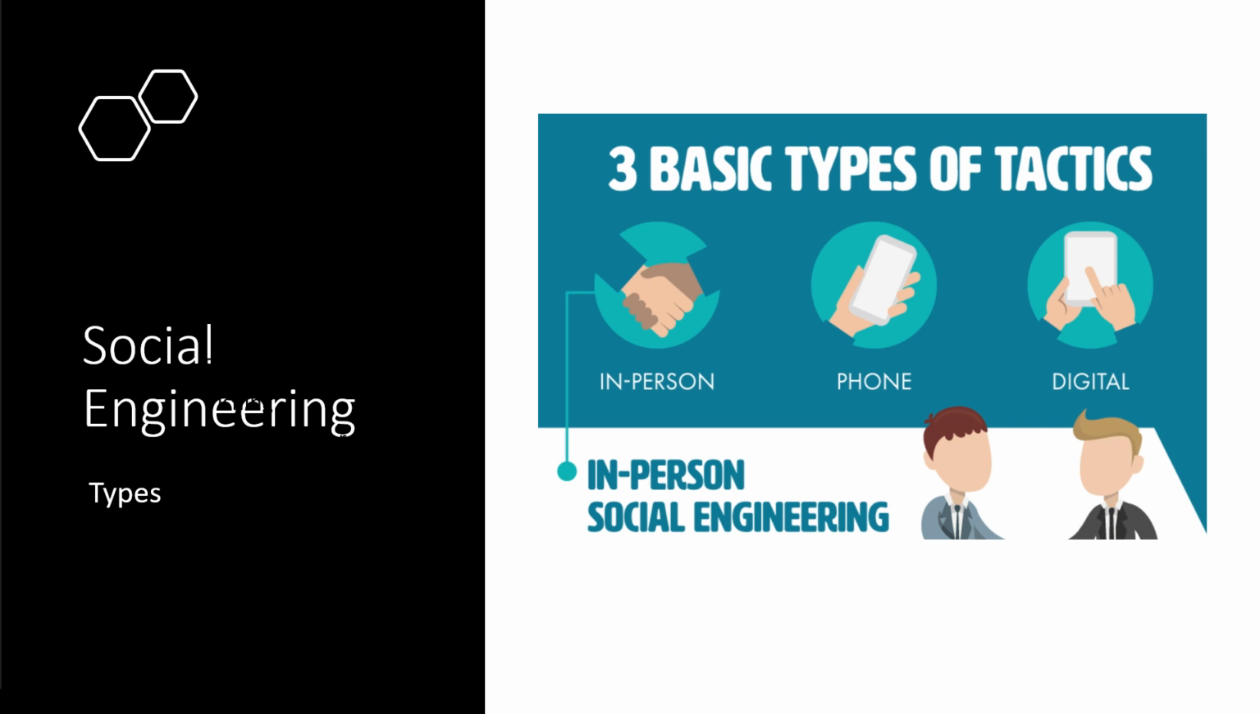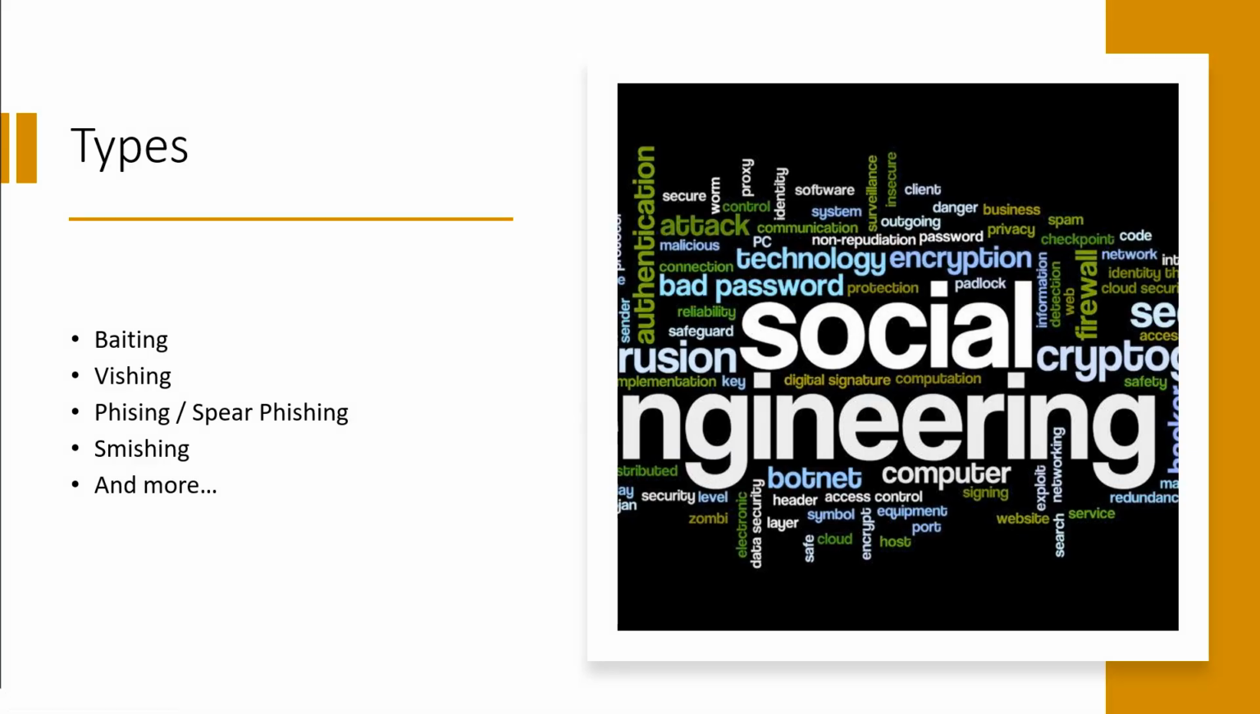The third one is the digital side. Social media, blogs, or wikis may be used for scamming. This is called digital social engineering. These are the basic types of social engineering, but we can separate these techniques into more than three. Let's deep dive into these types.